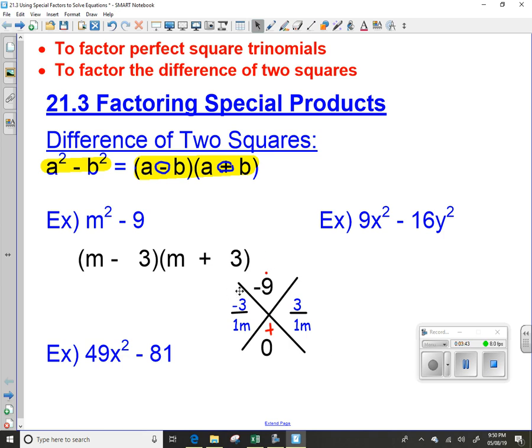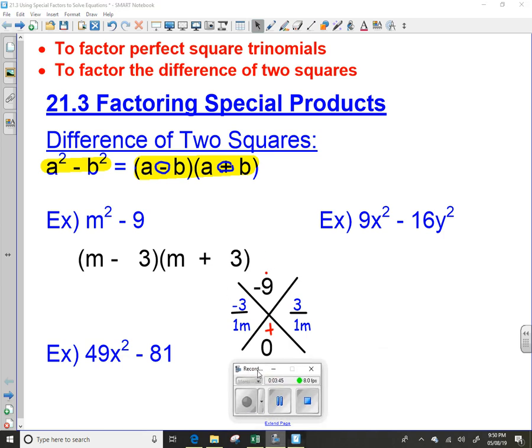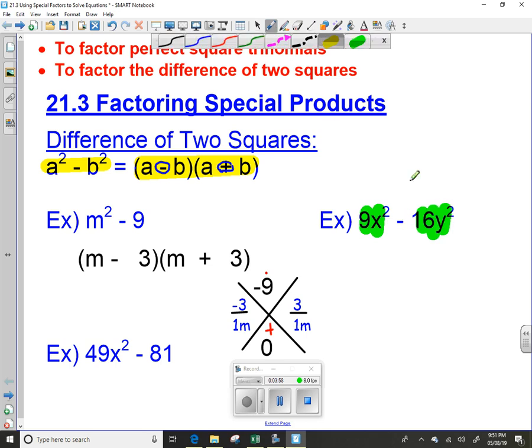So you can still do your X method, but if you notice, hey, wait a minute, these are perfect square roots, I can take the square root of both of these numbers evenly, and even including my variables. Okay, now the key thing is that the sign in between has to be subtraction. If it's addition, it cannot be done.